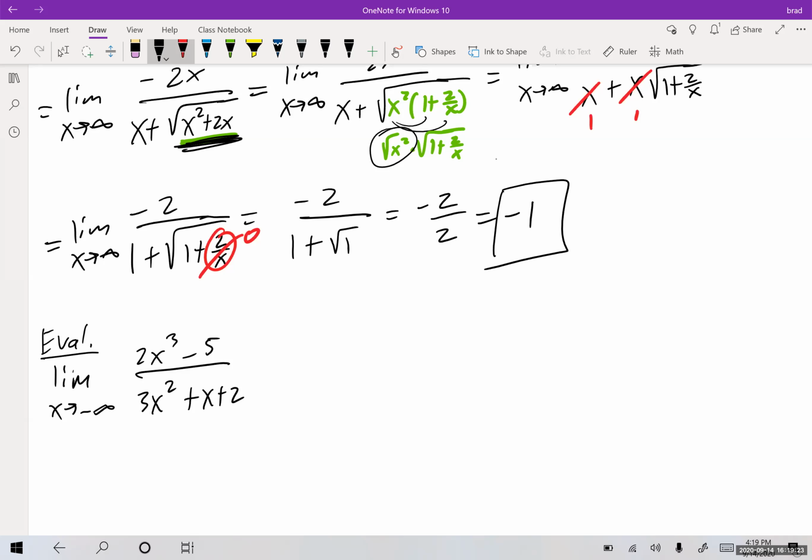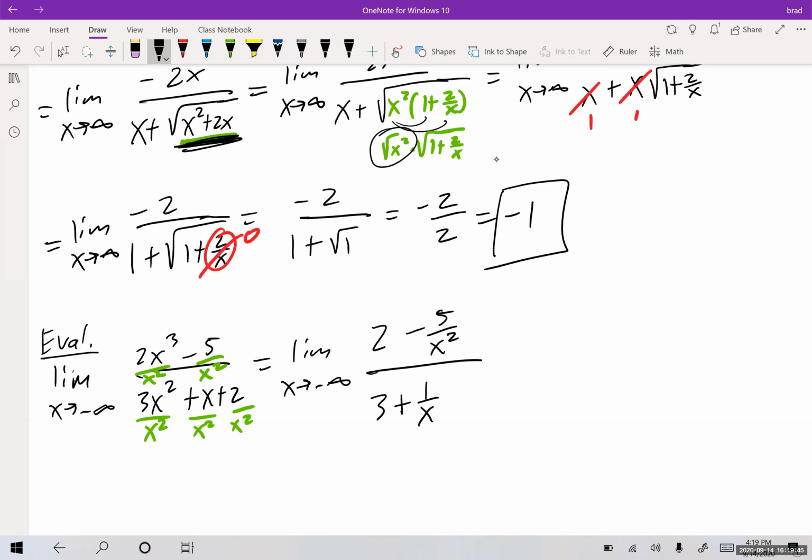So what I'm going to do is that technique I did before. I notice it's a polynomial divided by a polynomial. I'm going to divide every single piece by x squared. So this will take me to the limit as x approaches negative infinity of 2 minus 5 over x squared, divided by 3 plus 1 over x plus 2 over x squared.